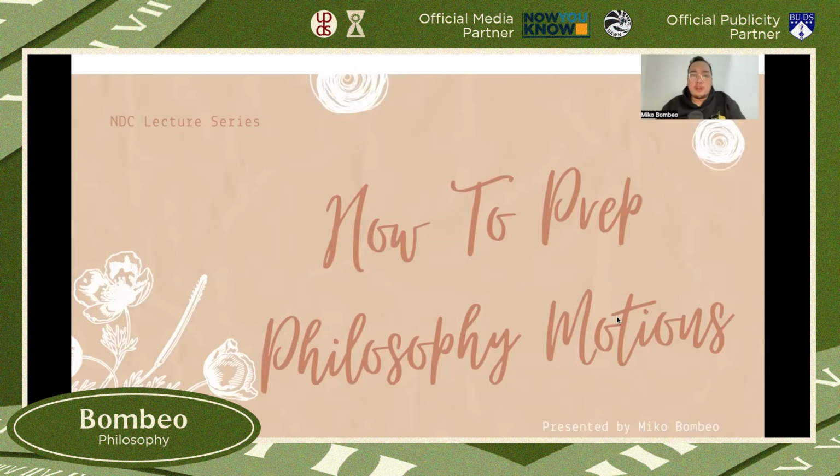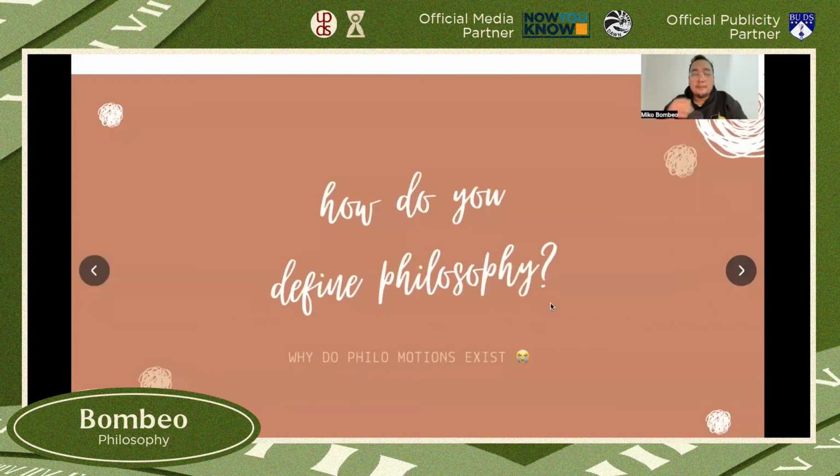As we go along, we're going to be talking about the different types of philosophy motion later on, different strategies that you can employ in order to prep these types of motions, as well as a few basic case lines or a few basic formatting things that you can think about during prep in order to help you prep more efficiently for these types of motions. So we're going to start with the first slide, and we're going to talk about how you define philosophy. And we're going to ask ourselves the question: why do feel emotions generally exist?